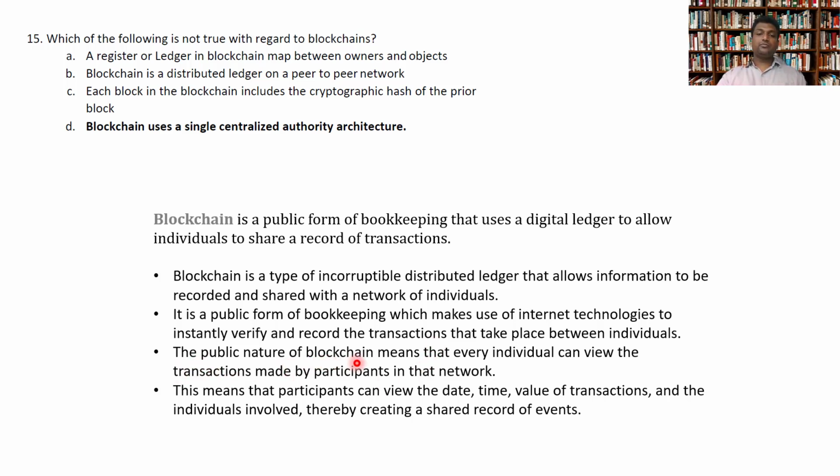The public nature of blockchain means that every individual can view the transactions made by participants in that network. So all the owners and the objects in this network can see how the transactions have happened, right? So this also can be a peer-to-peer network, one person to another person, right? And this means that participants can view the date, time, value of transactions and who was involved in these transactions. So therefore the record is shared.